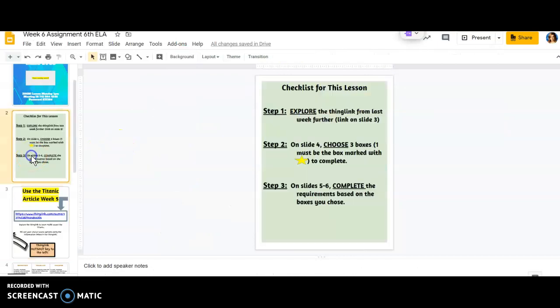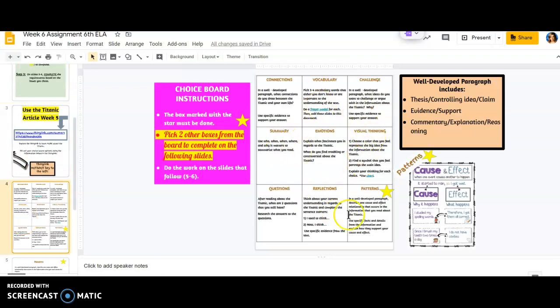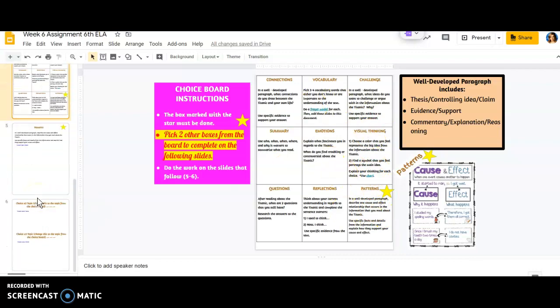Step 2, we're going to choose 3 of these boxes, okay? Don't get confused by the whole choice board. What is a choice? Think of it this way. Number 1, you have to do the box with the star on it, this one right here, and then pick 2 other boxes to be the questions that you'll answer on the next 2 slides.